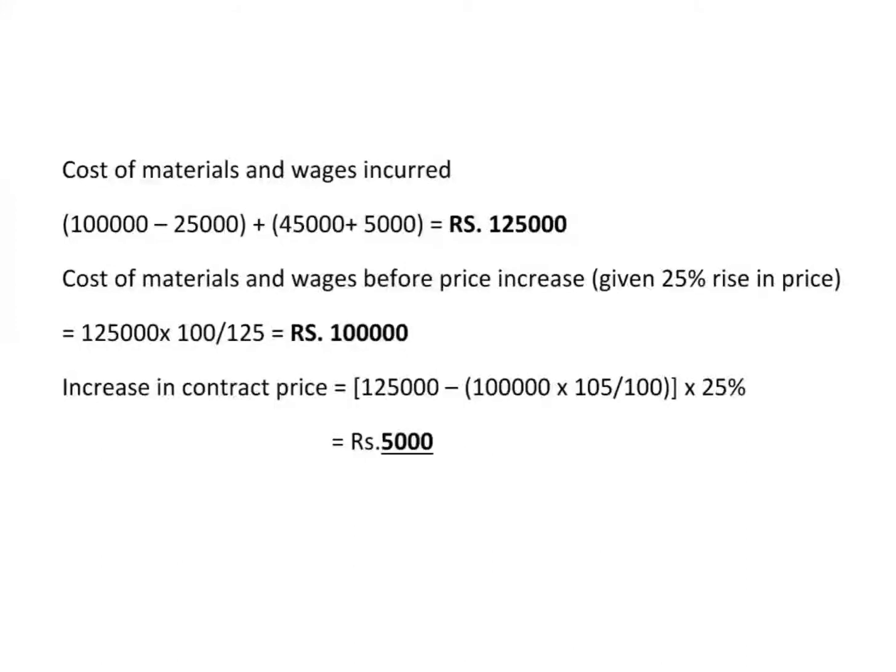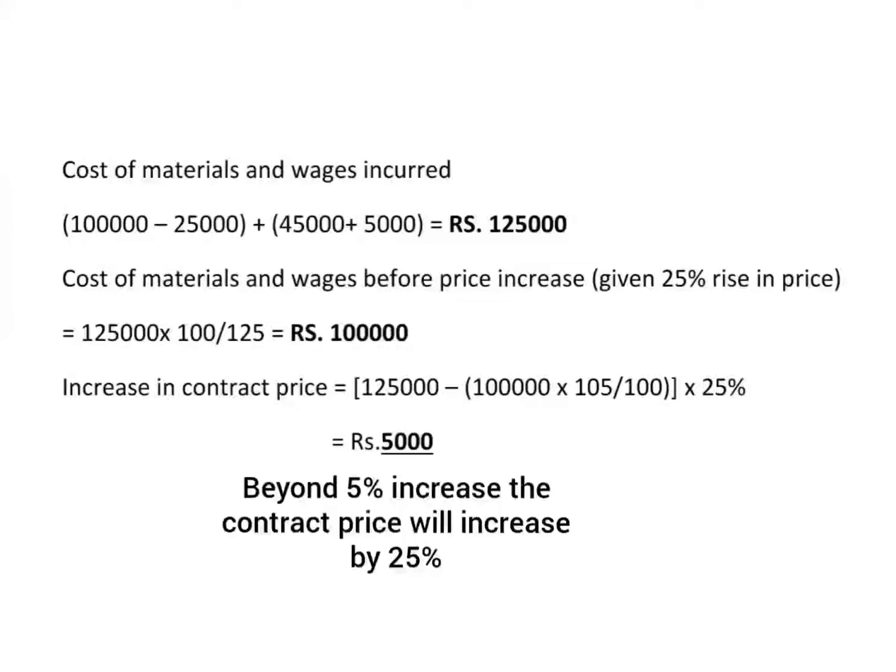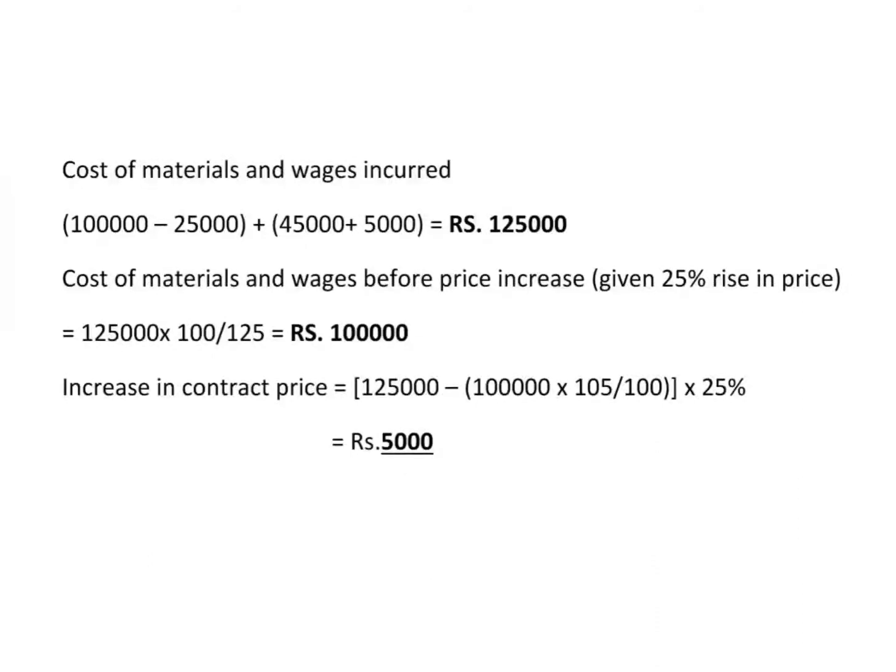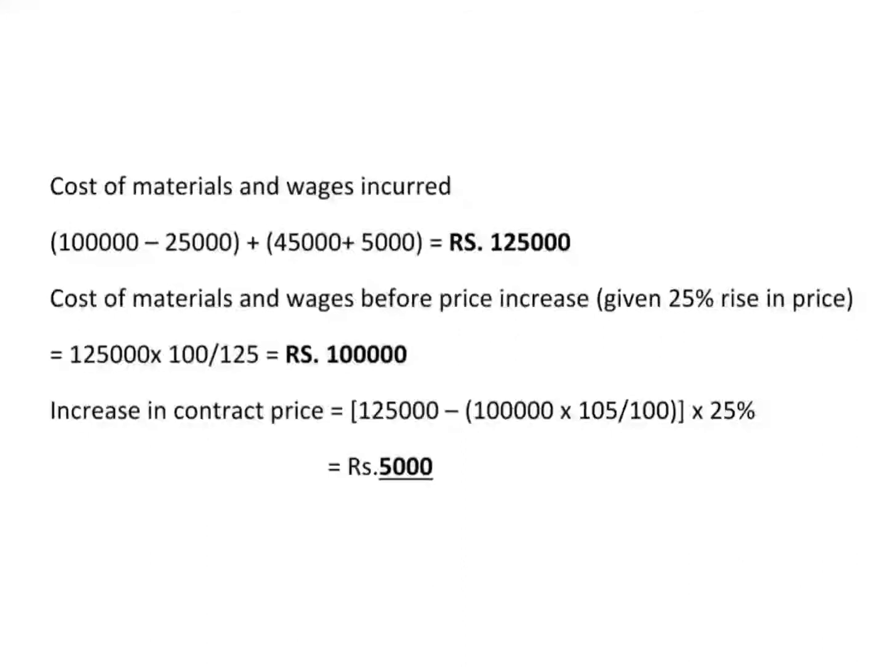That is 1,25,000 is at 25% increase, that is 125%. You have to calculate what is it for 100. So, that is 1 lakh rupees. Now, you have to calculate the increase in the contract price. They have clearly said for every 5% increase. So, 1 lakh into 105 divided by 100 minus 125,000 into 25%, because the contract price will increase for 25%. So, 1,25,000 minus this value into 25%. So, the increase in the contract is 5,000.